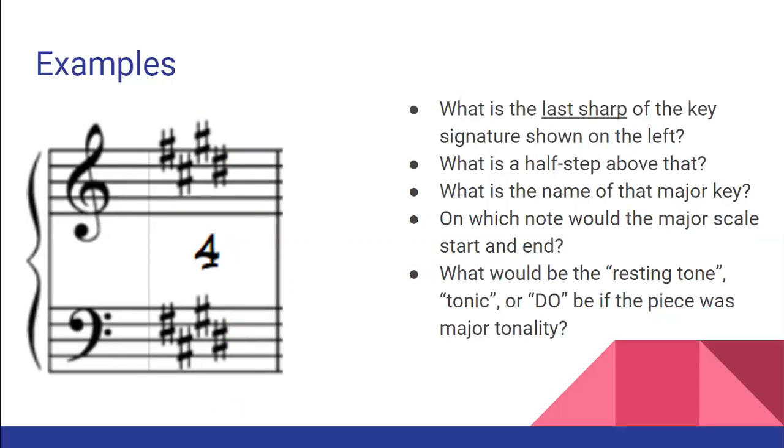Let's change to 4 sharps this time. What is the last sharp of the key signature here? Fat cats go down. D is the last sharp here. Now we have to go up a half step. What is up a half step from D sharp? The answer is E. Specifically, the answer is E natural.